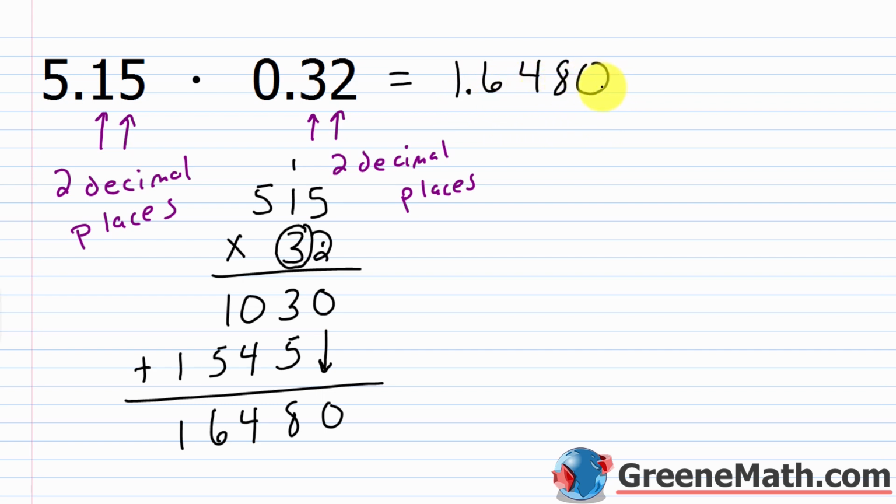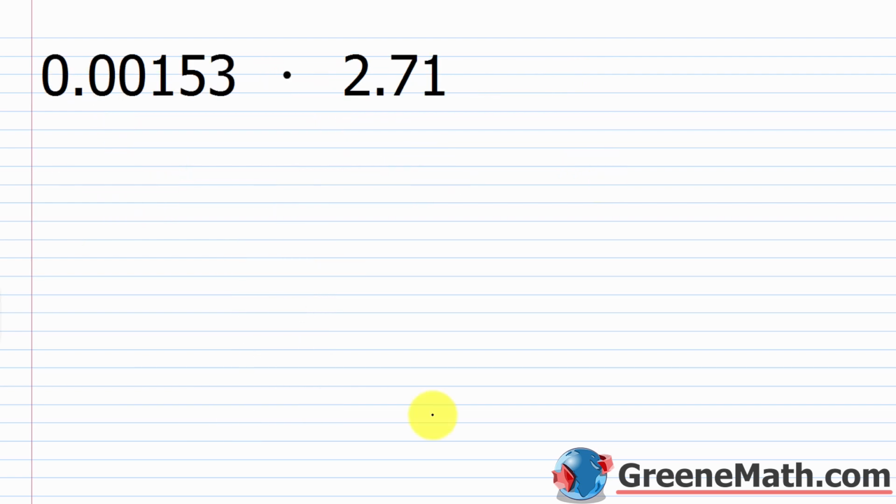But remember, I don't need this 0 here. I can erase it because that 0 does not add any value to the number. After your decimal point, to the right of the decimal point, after your final non-zero digit, you can add as many zeros as you want. So I could put 0, 0, 0, 0, 0. It's still 1.648, right? These zeros do not change the value of the number at all. All right, so again, our final answer here will be 1.648.